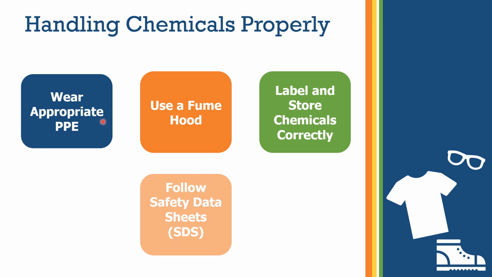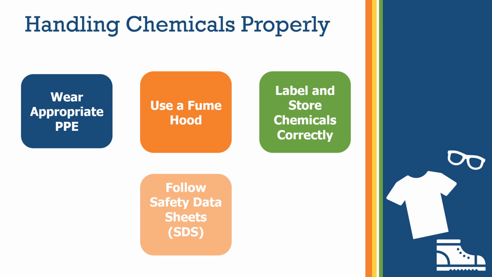Wear appropriate PPE. Always wear personal protective equipment, including a lab coat, safety goggles, and gloves. This protects you from potential spills, splashes, and chemical exposure. Use a fume hood. When working with volatile or hazardous chemicals, always use a fume hood. This helps contain and vent harmful fumes away from the work area.